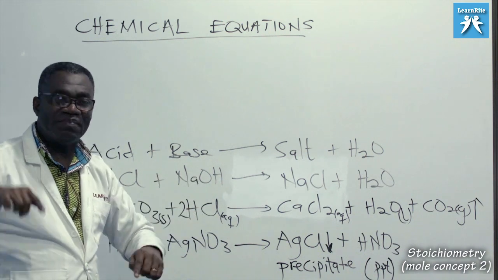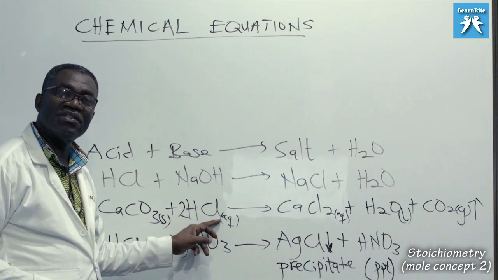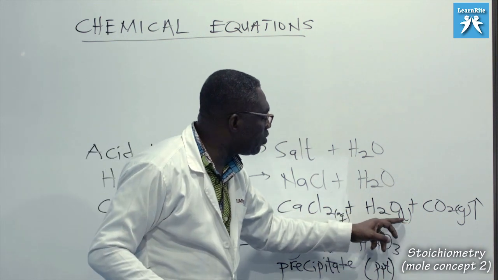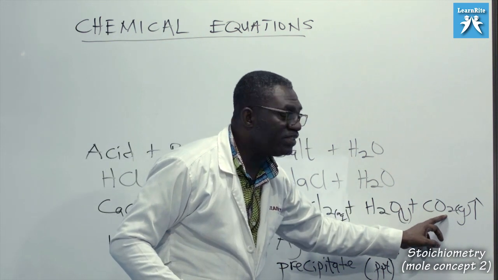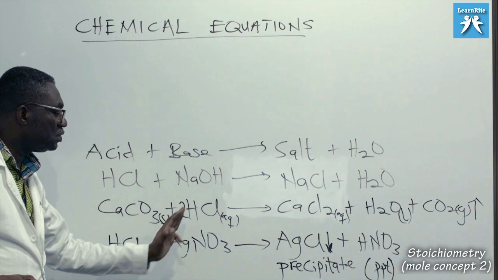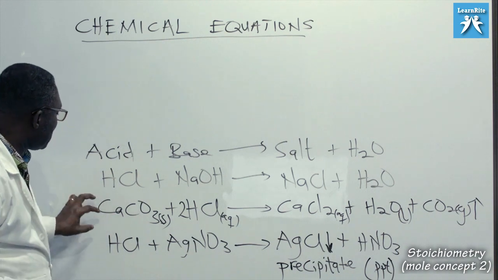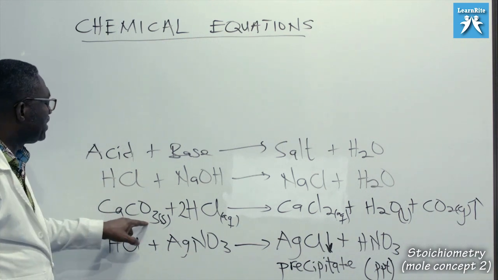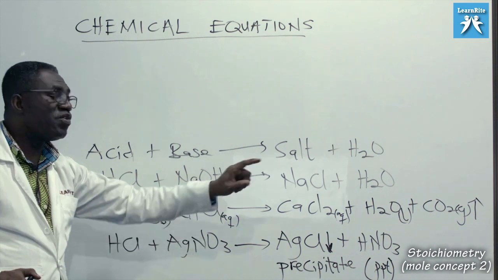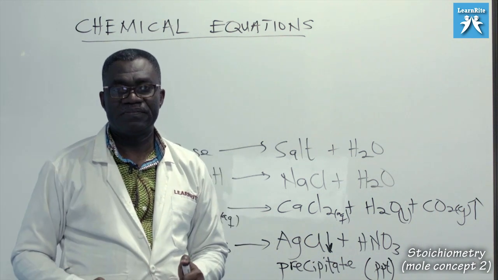Number 2, the state of the substance must be indicated, whether it is a solid, liquid, gas or aqueous. Water is a liquid, and carbon dioxide was a gas, represented as such. Number 3, the relative number of moles must also be indicated. Here, when I wrote 1 mole of calcium carbonate, I needed 2 moles of hydrochloric acid to react with it. If I put just 1 here, my equation will not be right. And finally, the 4th one is that the equation must be balanced.